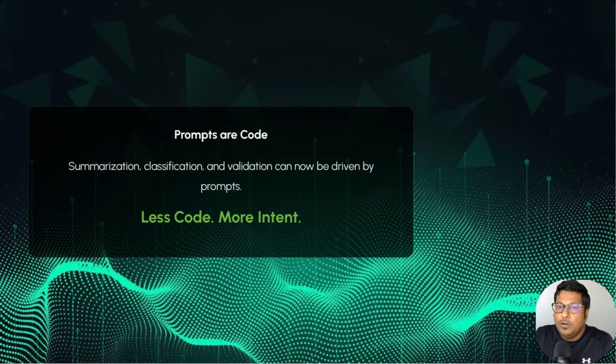So to conclude, prompts can replace code. Things like summarization, classification, validation rules, and recommendations can be prompt driven, which means less code and more intent. And this is where Spring AI shines for Java developers.